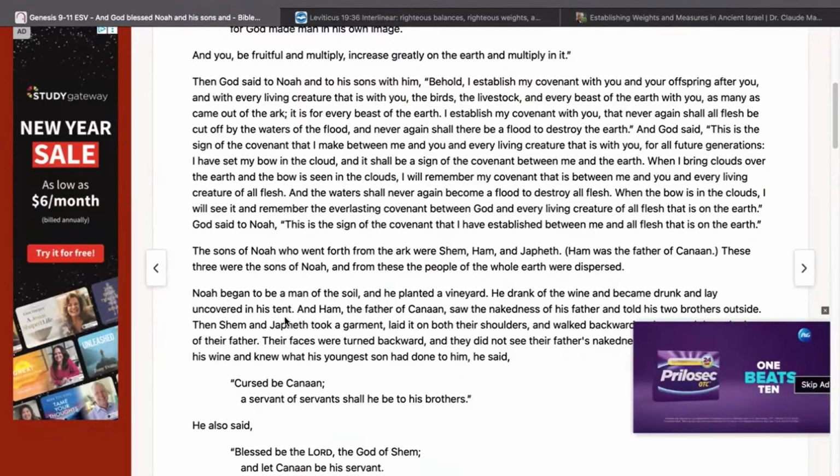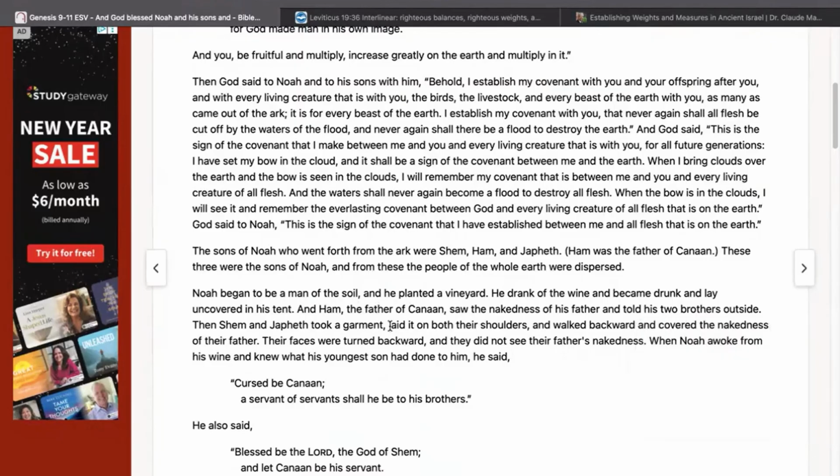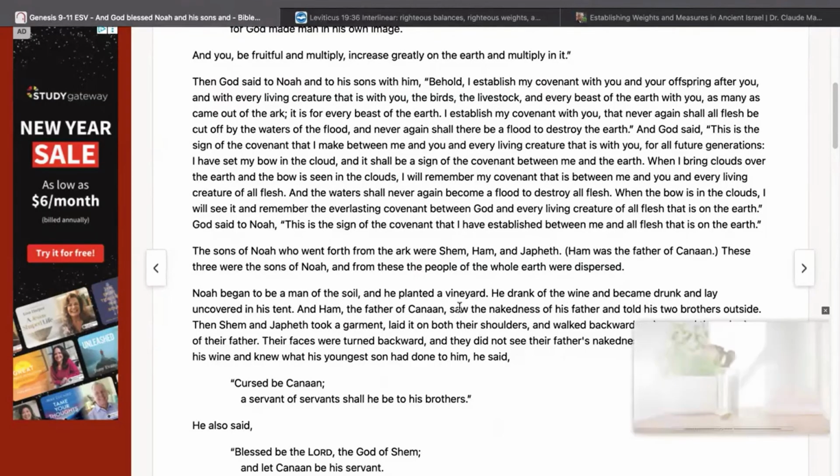But he might have been laying next to his wife, and because he's knocked out, he doesn't know what's happening. He's so out, he doesn't know what's happening next to him, right? Ham comes in, sees the nakedness of his father. You see his father naked and his mother naked. And then after he does that, he goes and tells his brothers outside.